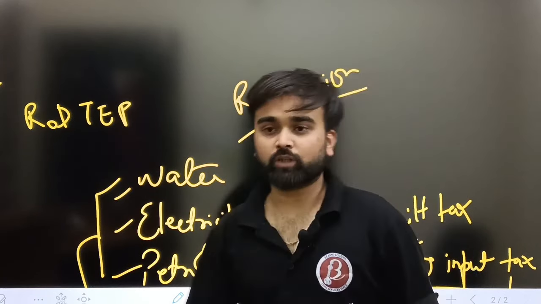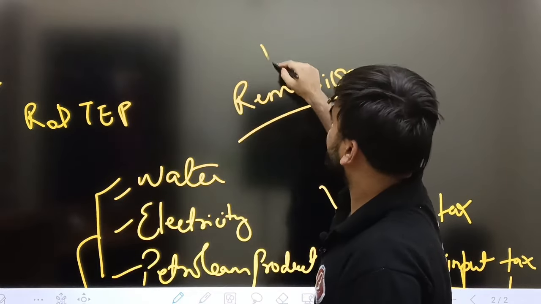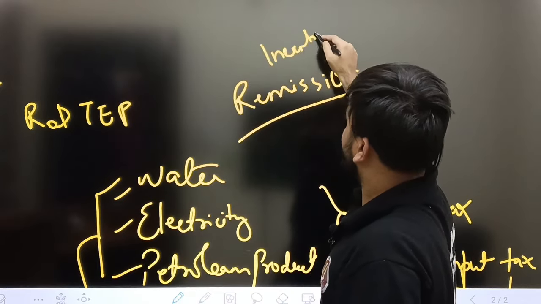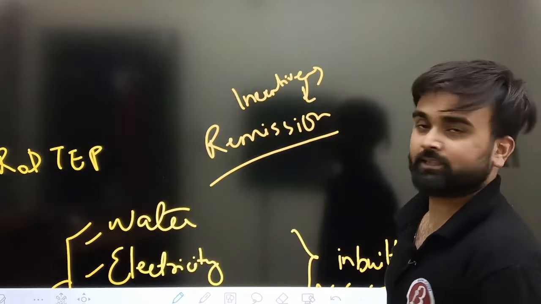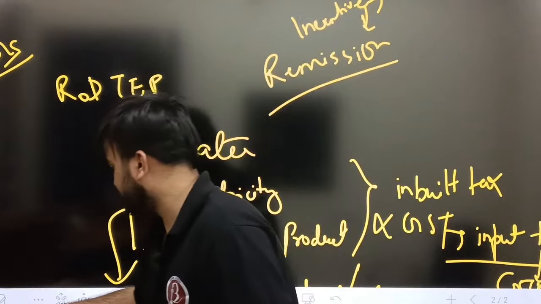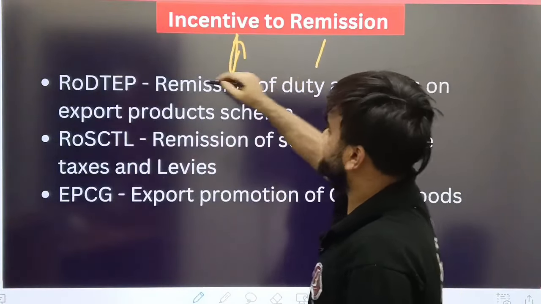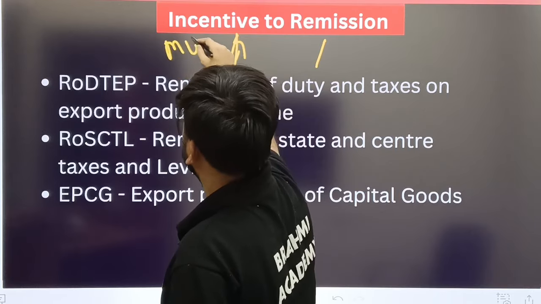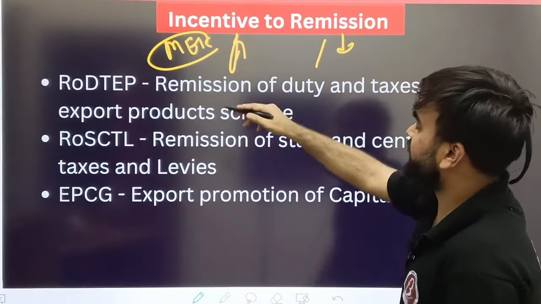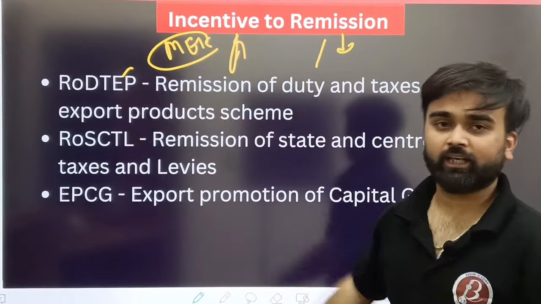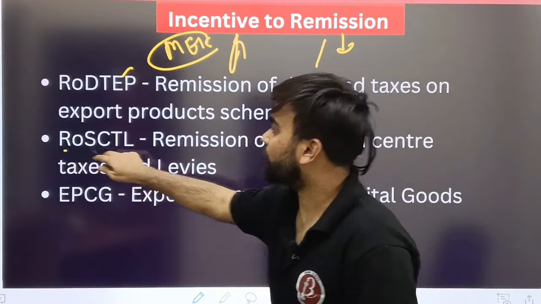So prior to 2016, what did we do? We gave incentives. Now, in place of incentives, what did we do? Remissions. So this is the first scheme from us: incentive went on to remission. Incentive was MEIS. Next was remission. Remission is RODTEP, Remission of Duties and Taxes on Export Products. You understood it exactly. Now the second is ROSCTL.